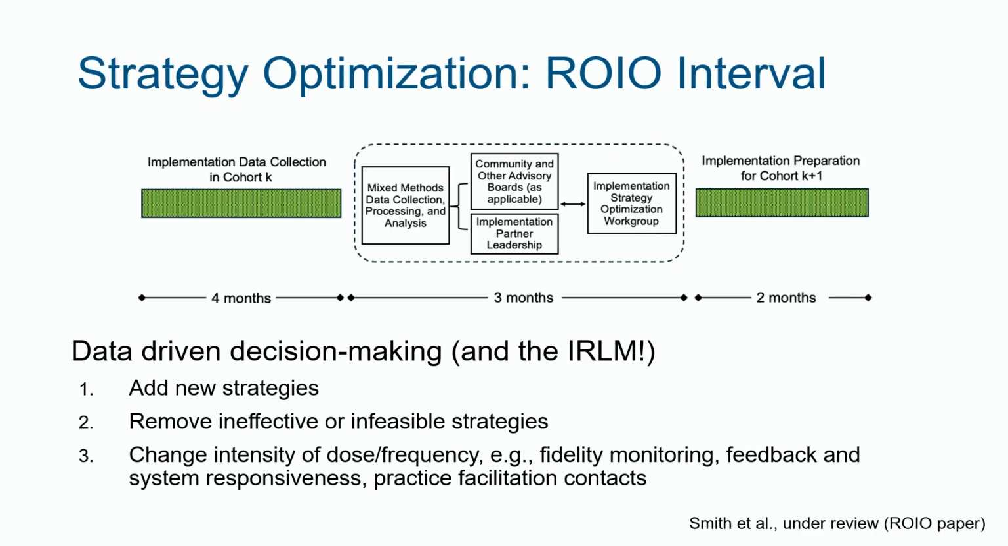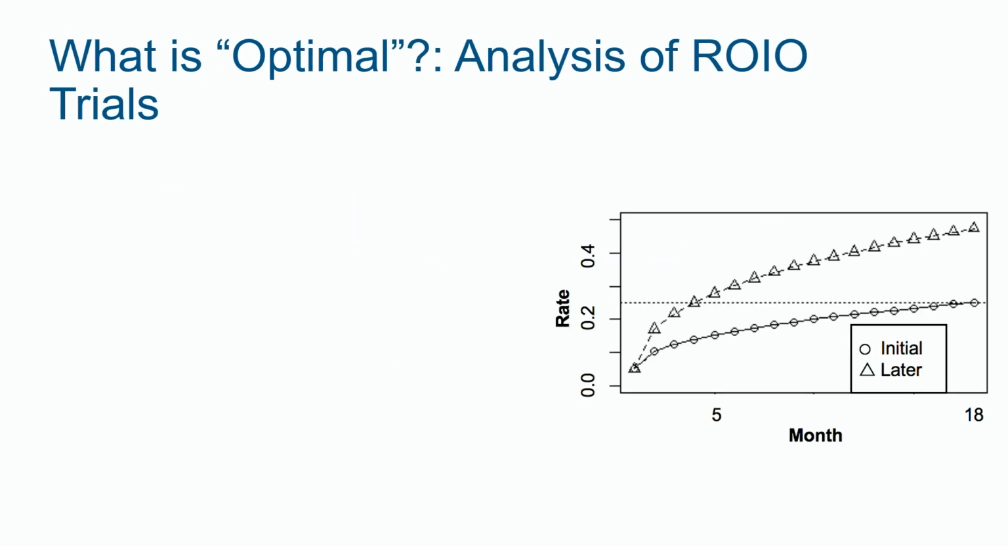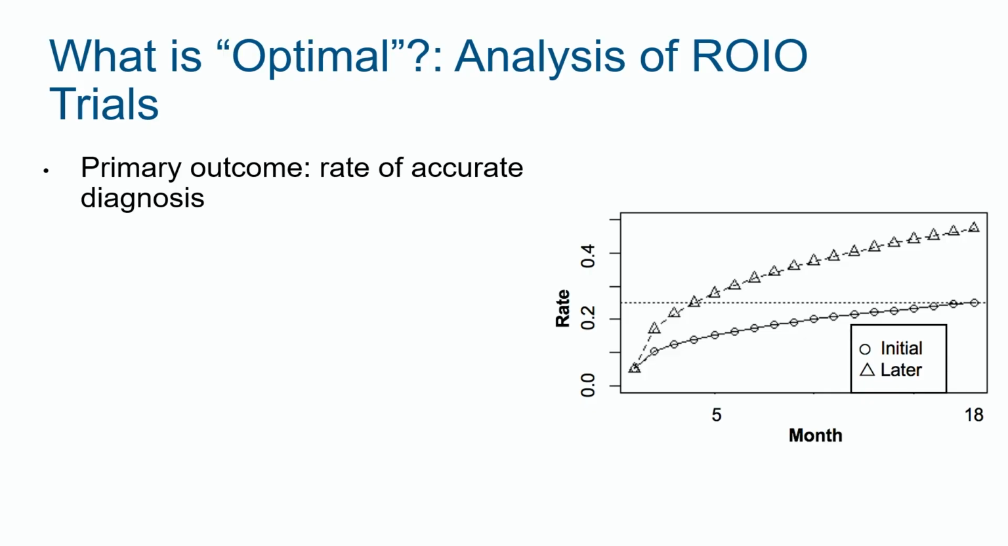And again, you can add new strategies, change effectiveness, all those different kinds of things. So the definition of what is optimal can differ depending on the needs of the health system, depending on your research question, depending on the actual science of what you're implementing. But when we start thinking about the analysis of ROYO trials, that helps us get to what we might consider as optimal.